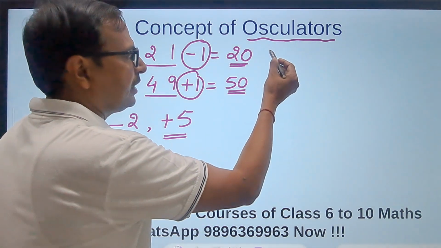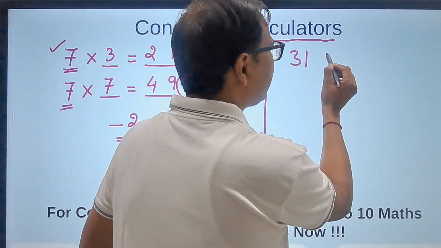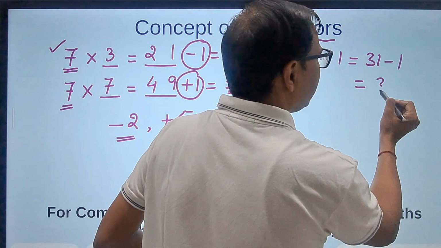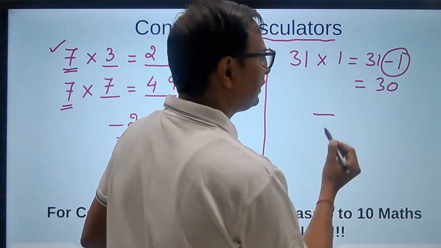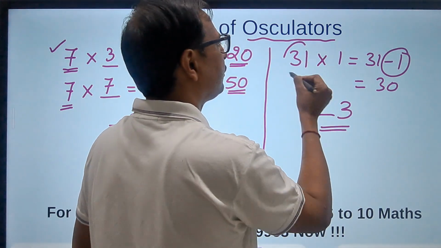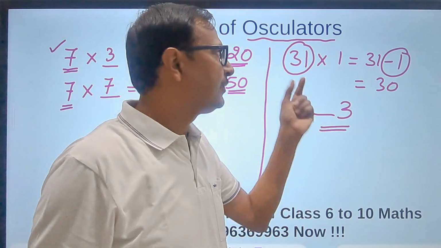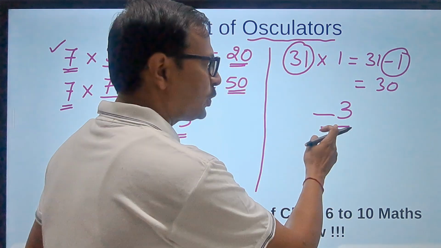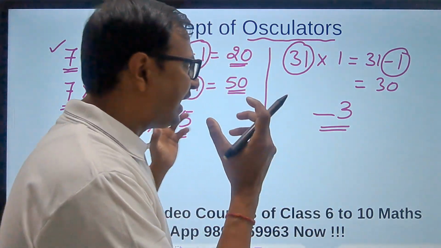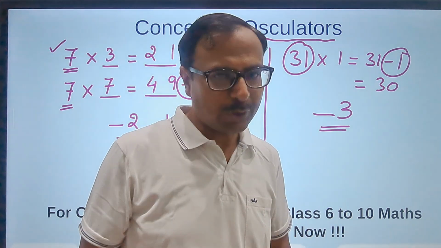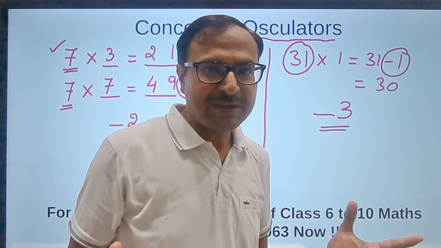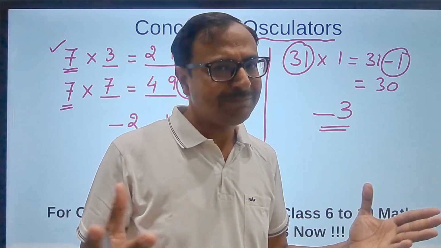Likewise, suppose you have a big number like 31. Now 31 times 1 is going to give you 31, and when I subtract 1 from that, you get 30. Now since I subtracted 1, the osculator is negative, and since there are 3 tens, negative 3 happens to be the osculator for checking the divisibility of any number by 31. So I think finding the osculators is not a problem now, right? And once you know the osculators for any prime number, the divisibility rule is not going to be difficult at all. So now I am going to apply this concept of osculators to check divisibility of some numbers by 13 and by 17.